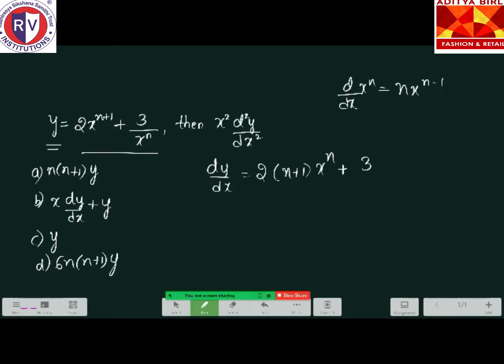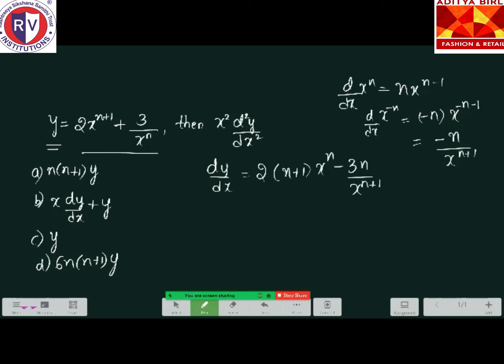Plus 3 into 1 by x to the power of n. That means this will take the form x to the power of minus n. So the differentiation of this will be minus n into x to the power of minus n minus 1, or this can be written as minus n divided by x to the power of n plus 1. So here what we get is minus 3n divided by x to the power of n plus 1. This is dy by dx.